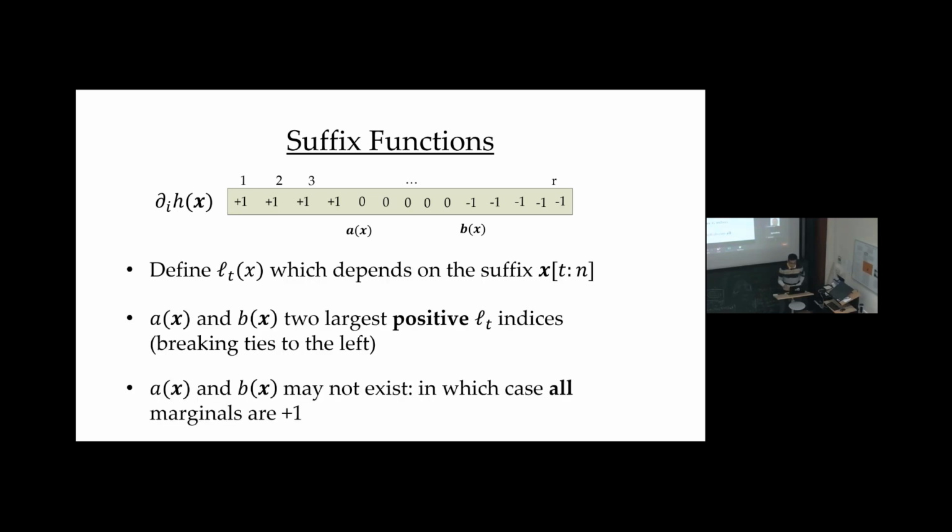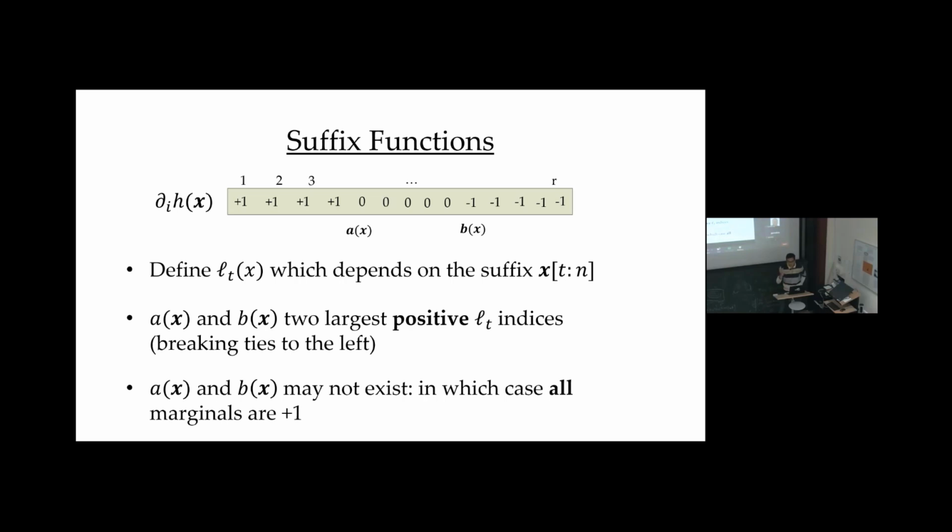Yeah. So I look at all the LTs. I look at the 2 largest, and if they're positive, I pick them. If they're not positive, I don't pick them. If only one is positive, there will only be AX, but no BX. So for example, if there is no BX, then it will be +1s and then all 0s. Does this make sense? Maybe a question here.